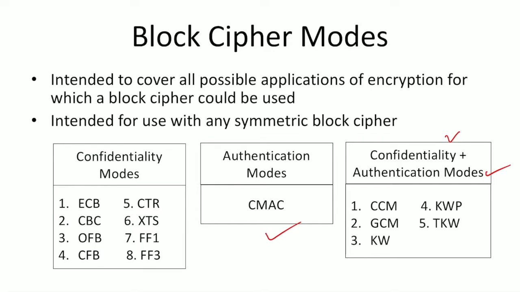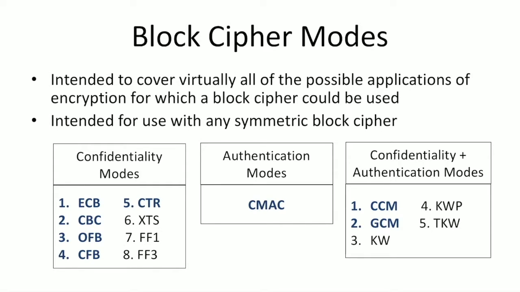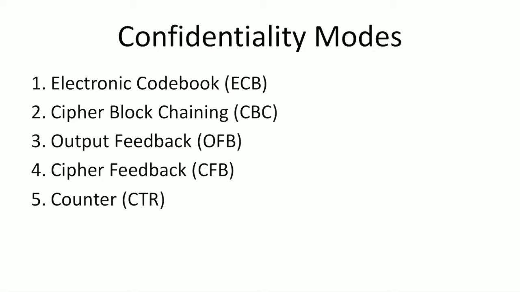We are going to look at 5 popular confidentiality modes, namely ECB, CBC, OFB, CFB, and counter. We will also look at CMAC, which can be utilized when a block cipher is to be used only for authentication. And then we will look at 2 combined modes, namely CCM and GCM, both of which provide confidentiality as well as authentication, and they are widely used today. So let's first look at these 5 classical modes of operation that offer confidentiality.